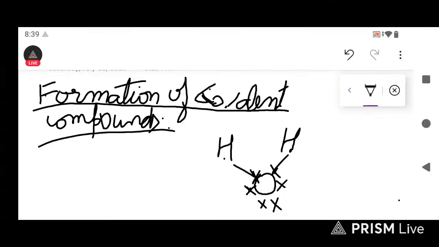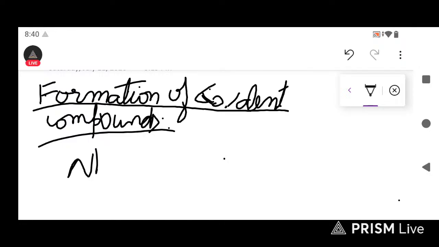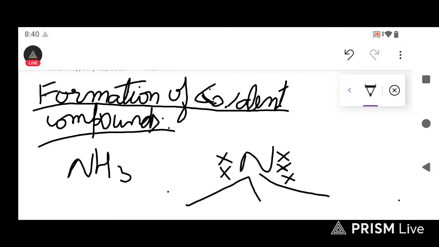Another question is about carbon dioxide and ammonia. Now I will move towards ammonia. Which type of covalent bond is formed in ammonia? The nitrogen's deficiency of 3 is fulfilled by the hydrogen atoms. These electrons are mutually shared between the nitrogen and the hydrogen, so a single covalent bond is formed.